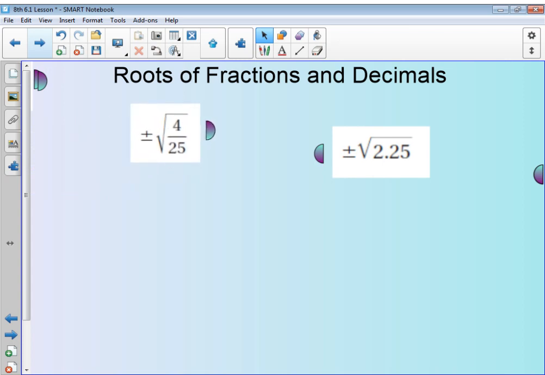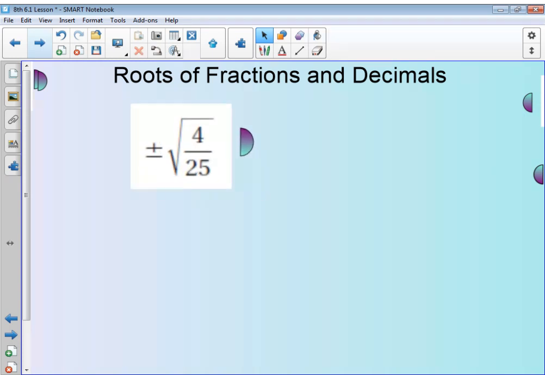Okay, I want you guys to try this one independently. So you've got the positive and negative square root of 4/25. Remember, you can break that down into the square root of 4 over the square root of 25. Go ahead, pause your video and work through this one. You should have gotten a positive and a negative of 2/5.